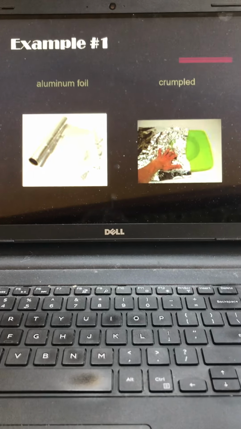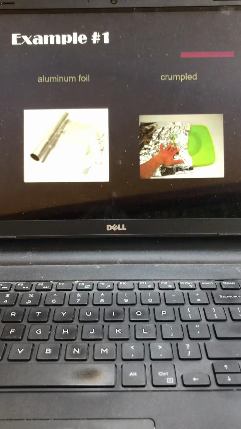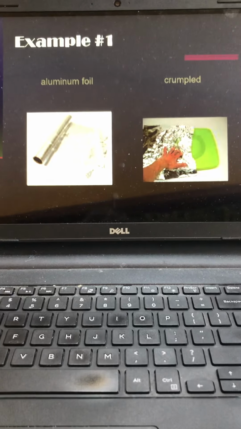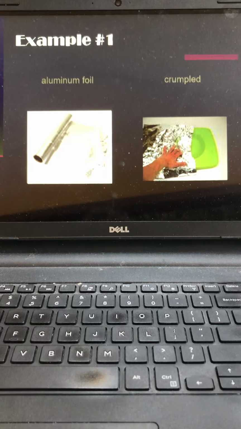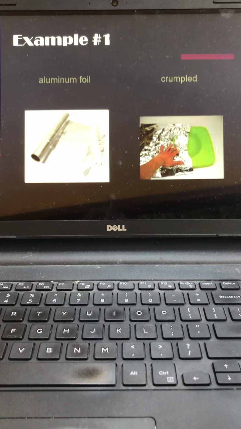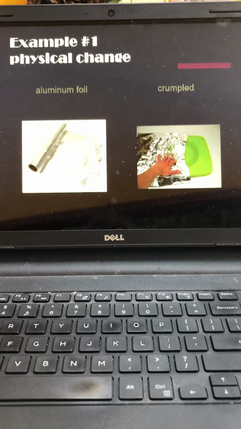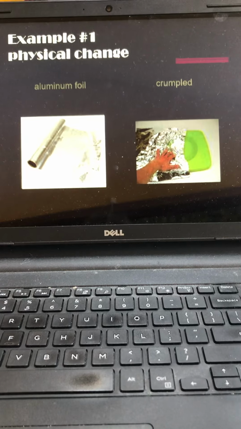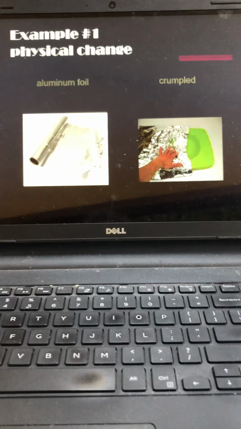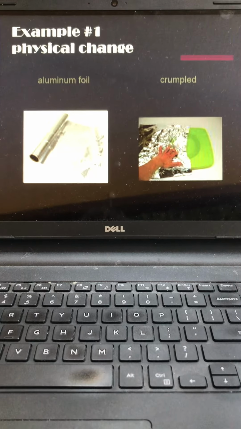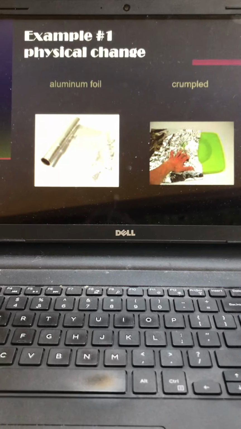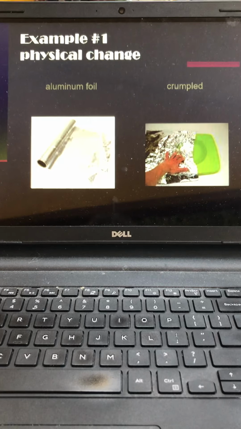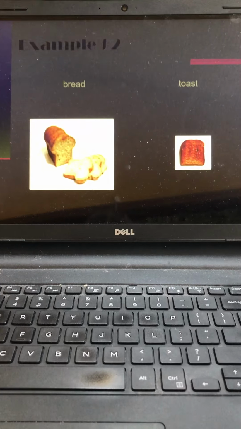Okay, so first off, we have the example of aluminum foil, and we have aluminum foil crumpled up. Is that a chemical or a physical change? It would be a physical change because it's still aluminum foil. The evidence is your original substance did not change what it was or what it is, okay? It is exactly the same thing. It's just changed its form, shape, texture, whatever.